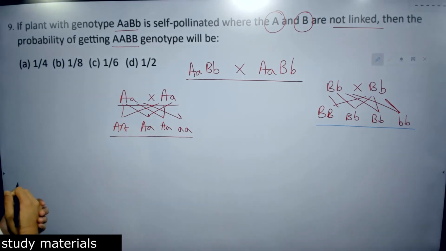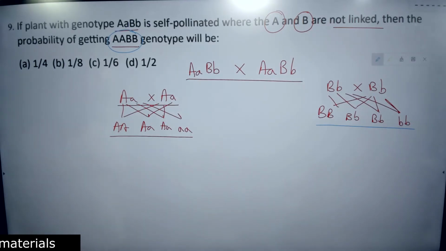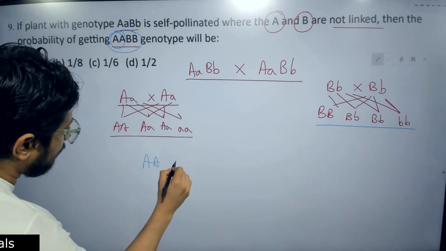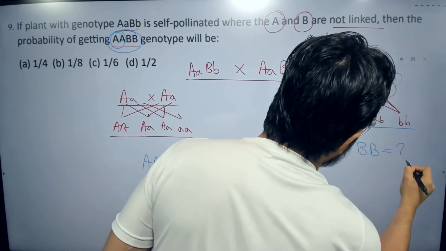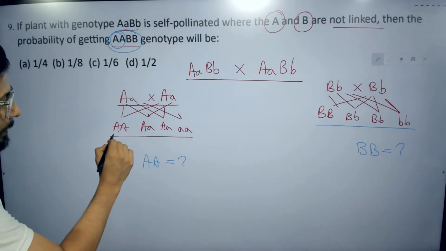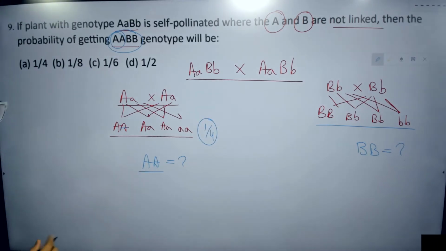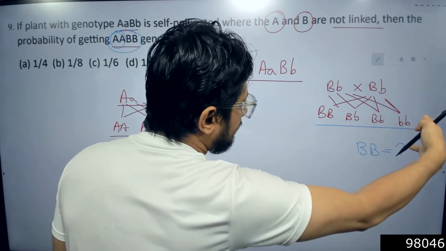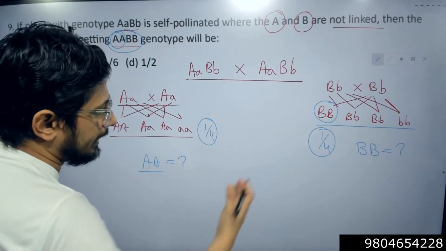Now what we want is the number of individuals with capital A, capital B genotype. So from this whole population, what is the probability of capital A? How many times did capital A come? Once out of 4. So 1 out of 4 is the probability of getting a capital A. Now what is the probability of getting capital B? How many times did capital B come? Out of a total of 4, it came once, so 1 out of 4 is the probability of getting a capital B.